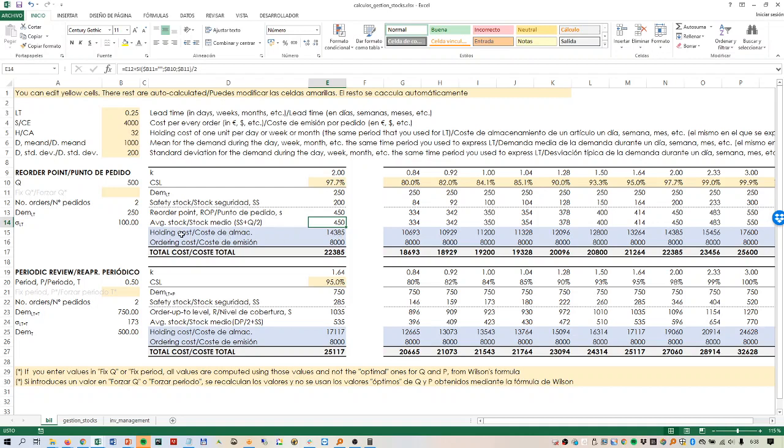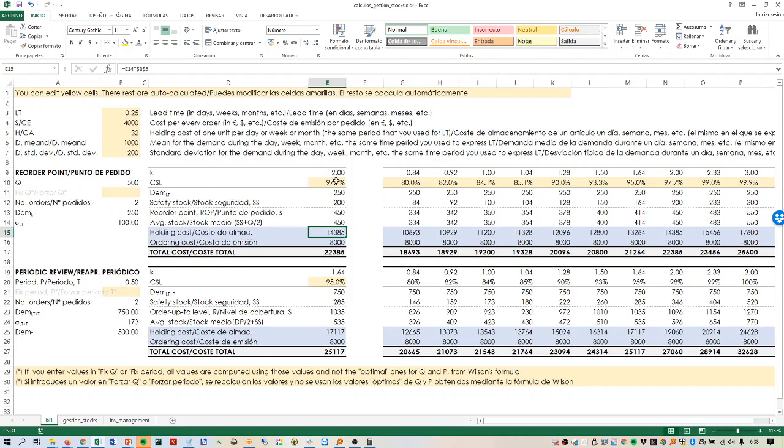And we have the holding cost and the ordering cost. The holding cost is this average stock times 32, and the ordering cost is the number of orders we place per month times the cost of every order, which is 4,000. And then we have here the total cost.